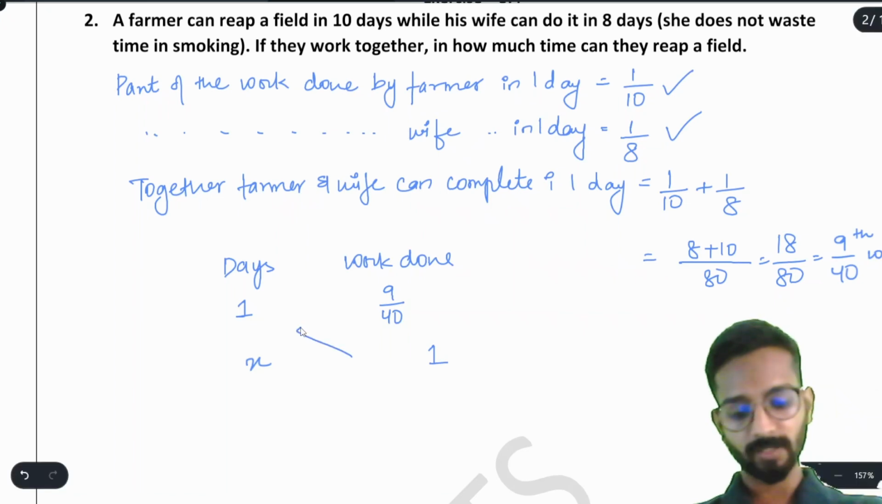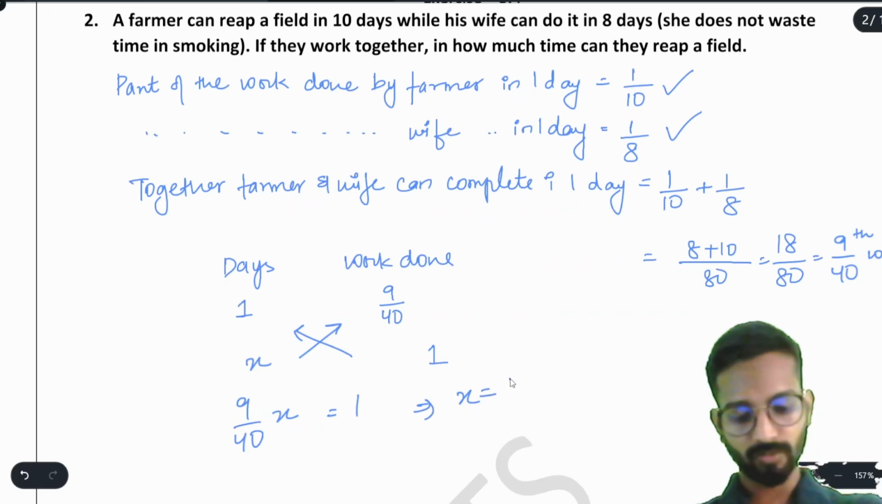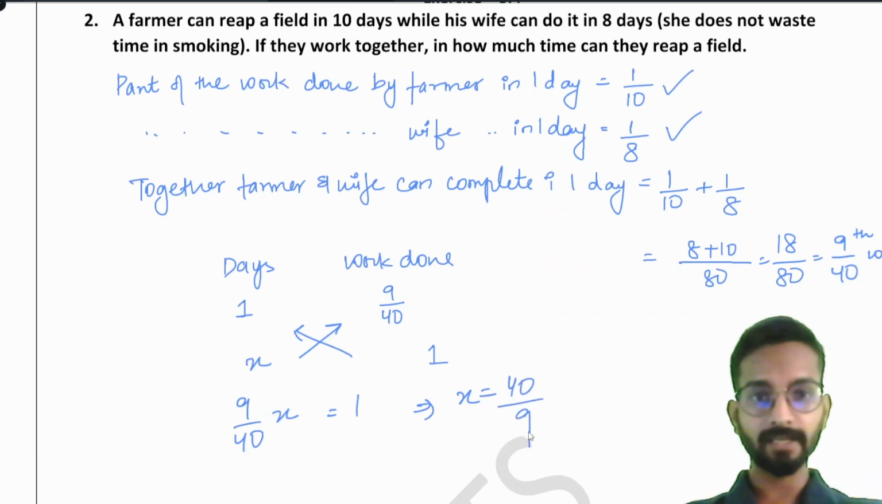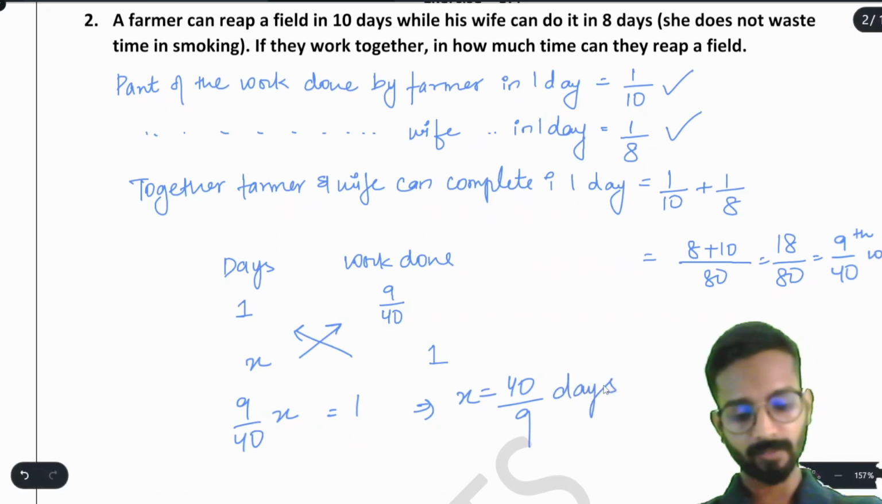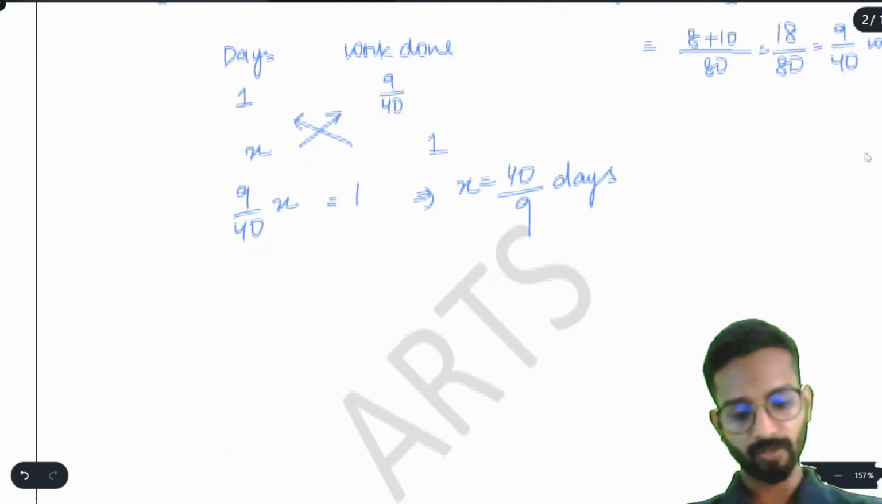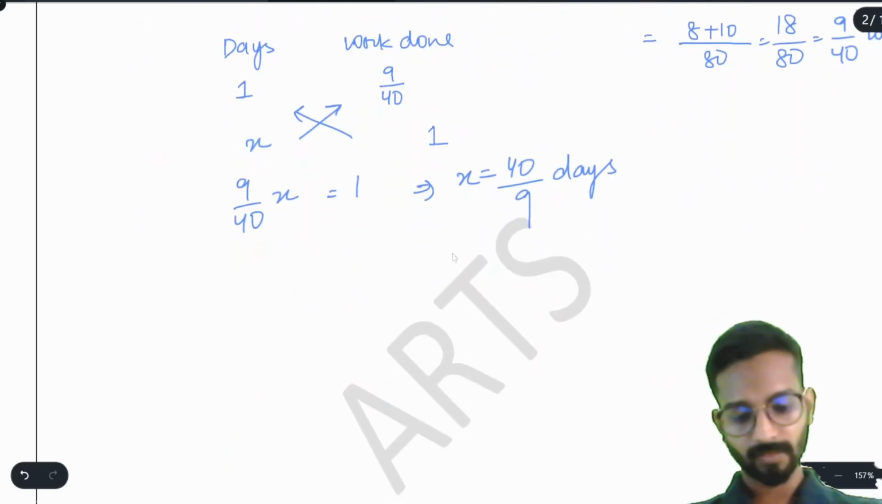You can do cross multiplication. So it will be 9 by 40 x is equal to 1, or you can say x is equal to 40 by 9. 40 by 9 days will be taken to complete the work. 40 by 9 days, or you can also say 40 by 9 can be written as 9 4s are 36, 4 by 4, 9 days.